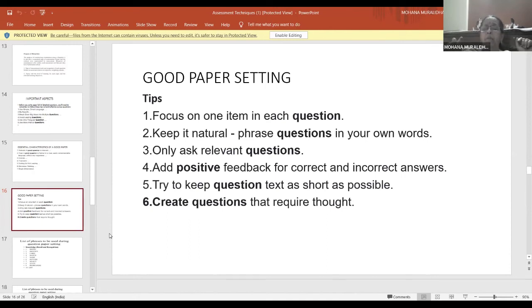And now, in MCQ, what did we do? We just gave them some questions and they started answering out of the 4 options. Let us not do that.